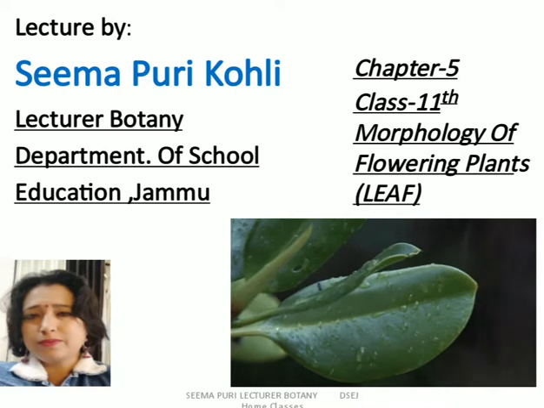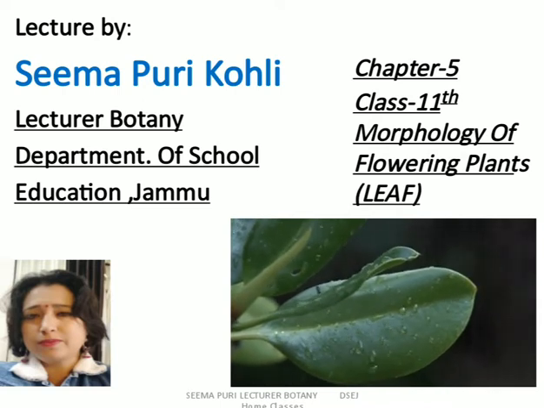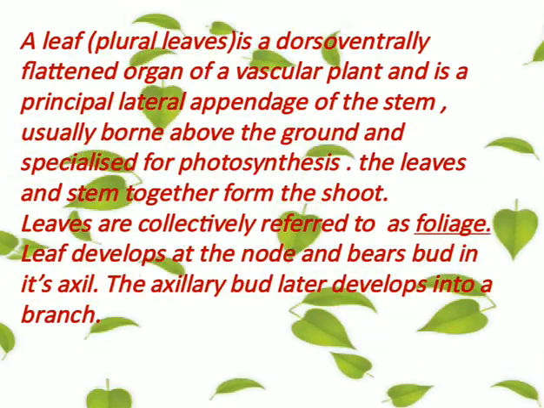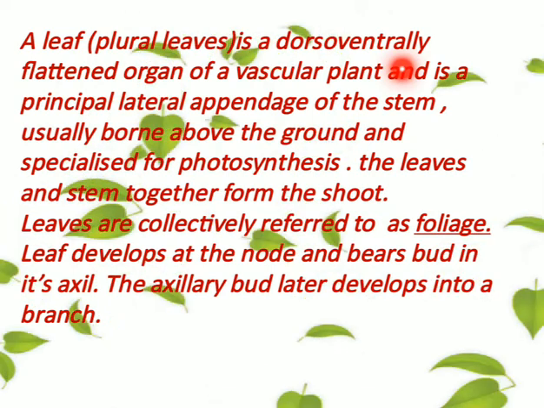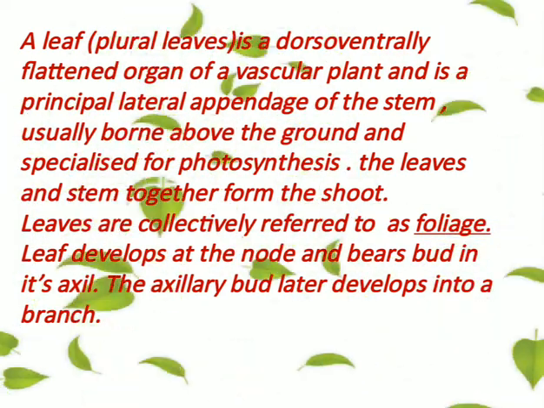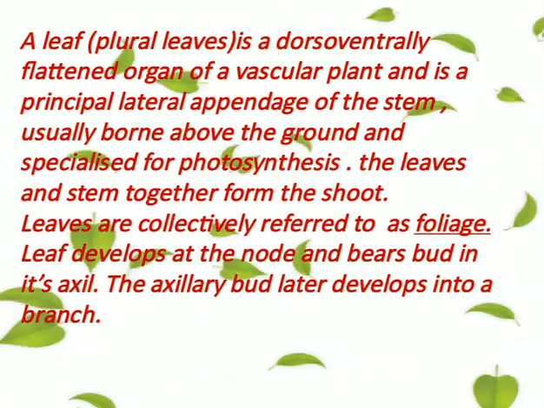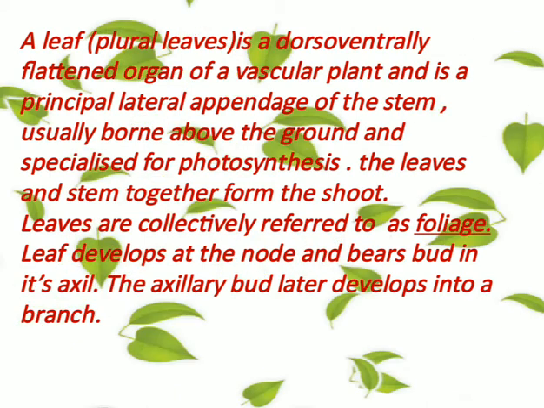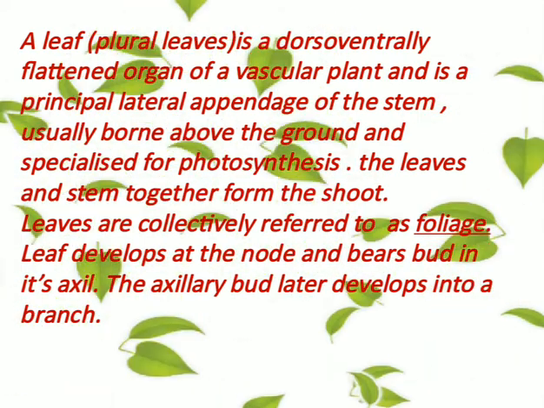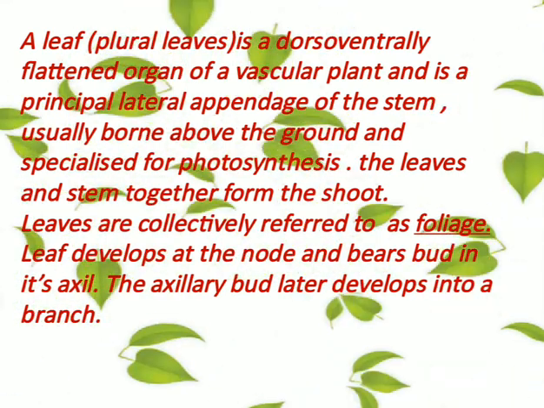The leaf is a lateral, generally flattened structure borne on the stem. The leaf, the plural is called leaves, is a dorso-ventrally flattened organ of the vascular plants and is the principal lateral appendage of the stem. Usually borne above the ground, it is specialized for the process of photosynthesis. The leaves and the stems together form the shoot.